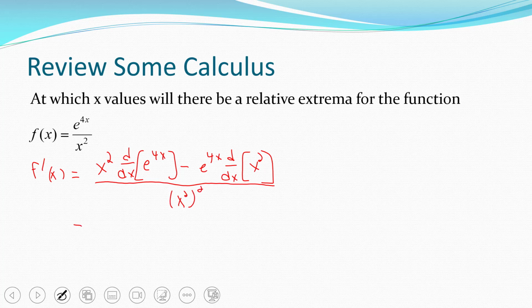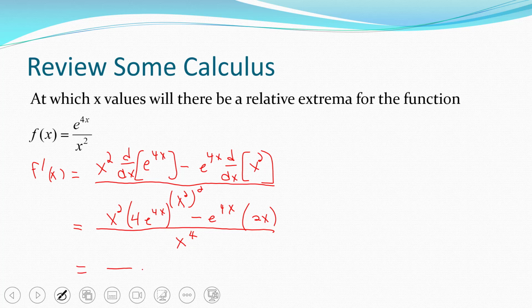So that then equals. So we have our division bar, our x squared squared. So that's x to the 4th. Then you'd have x squared. The derivative of e to the 4x is e to the 4x. You then multiply by the derivative of the exponent. The derivative of 4x is 4. I'll just put that 4 right there. Minus e to the 4x. And then the derivative of x squared is 2x. Great.